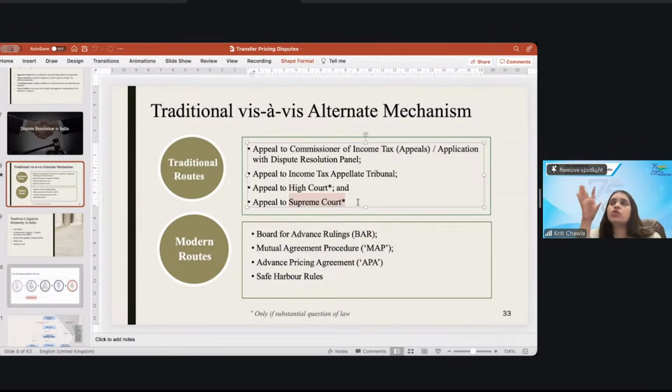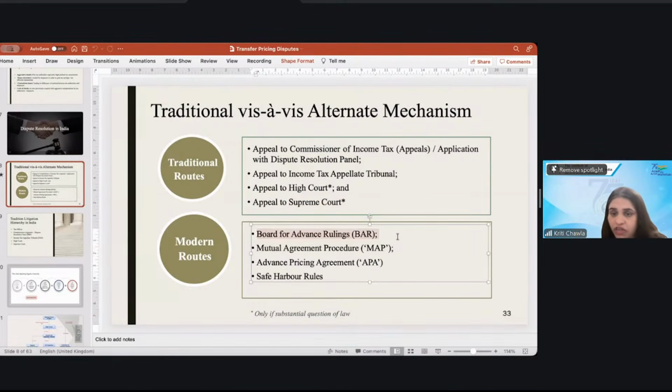Now, apart from this, there are also these modern routes. There is something called the Board for Advance Ruling. This is something I'm sure has been discussed before. This is advance rulings.